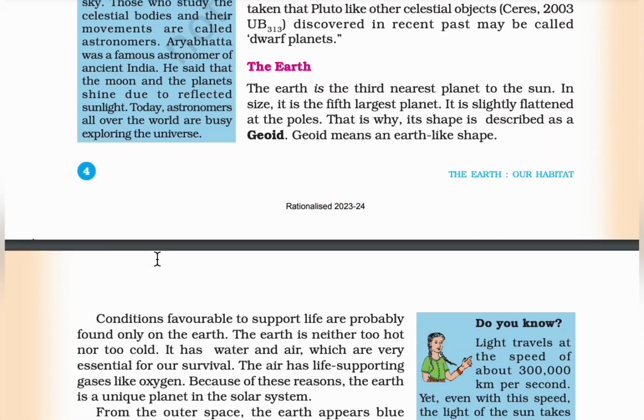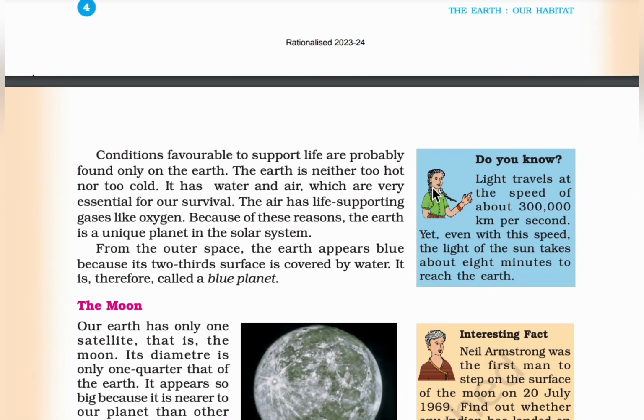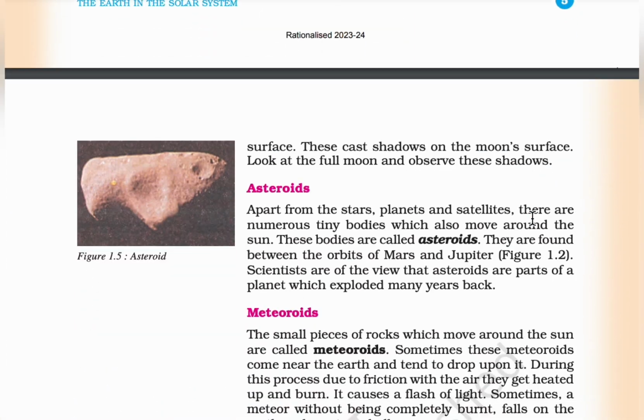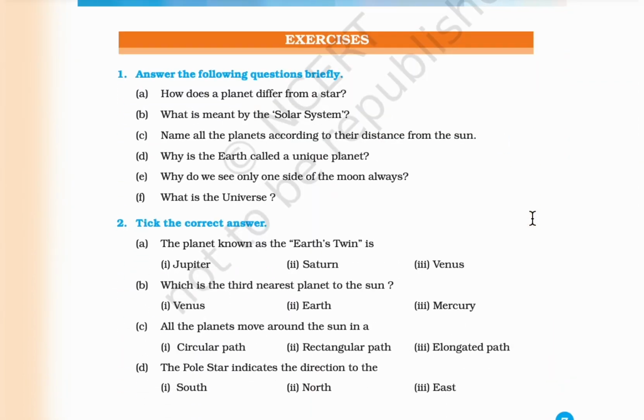Next, light travels at the speed of 3 lakh kilometers per second, and sunlight takes 8 minutes to reach the earth. Next, on 20 July 1969, Neil Armstrong became the first man to step on the surface of the moon. Now let's go into the questions.